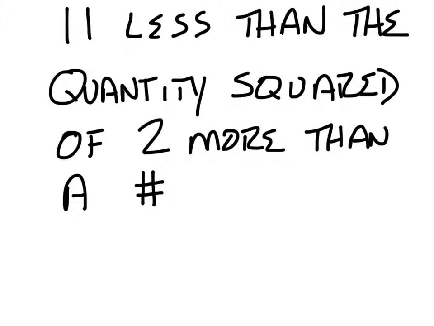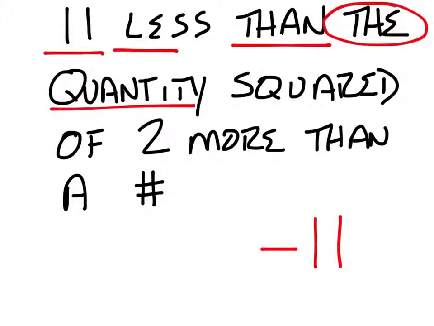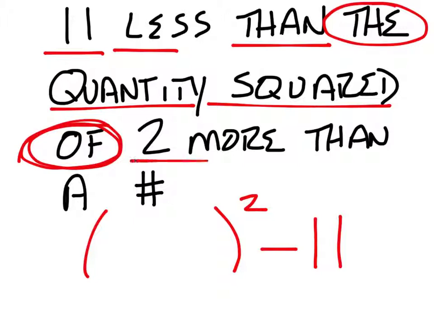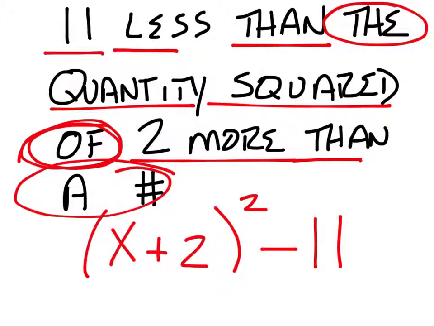Here is the solution for the practice problem. 11 less than means you have minus 11 on the right. It's less than what? The quantity squared. There's 11 less than a quantity squared. Inside the parentheses, here's the indicator. 2 more than means plus 2, and then a number is x.